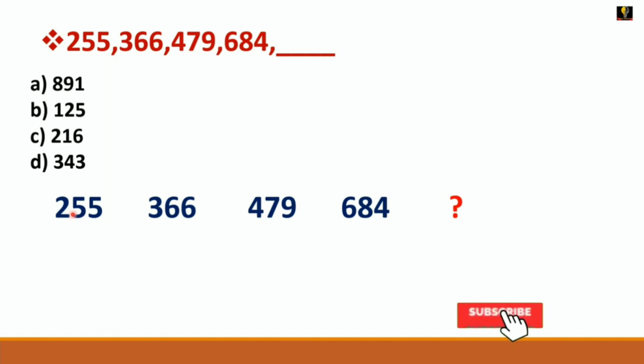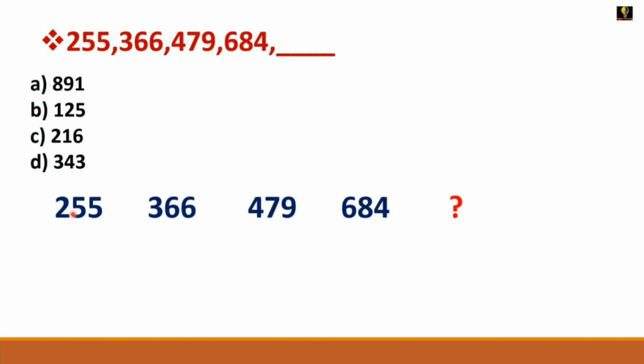Now to solve the problem, first of all you should write 255, 366, 479, 684, and find the next number to complete this series. In this problem, if you take the difference between these numbers, or make squares or cubes, you do not get the answer. This is a typical problem. You should think in a different manner.